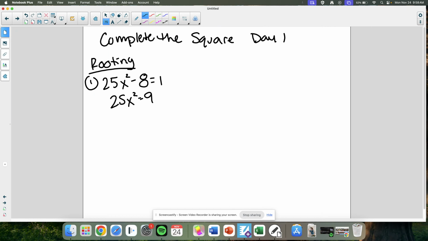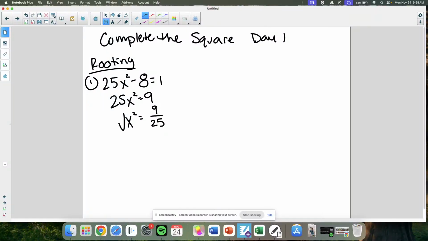The 25. How do you undo that 25 since it's touching the x? Divided. Now, does 9 evenly get divided by 25? No. So if it does not evenly divide, just leave it as a fraction. Once the x squared is by itself, now you can undo it. How do you undo an x squared?